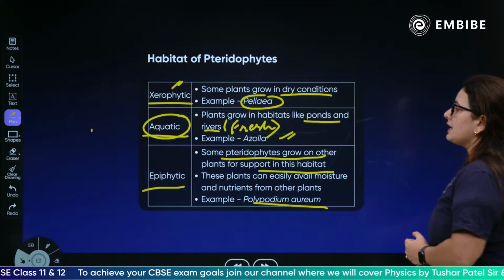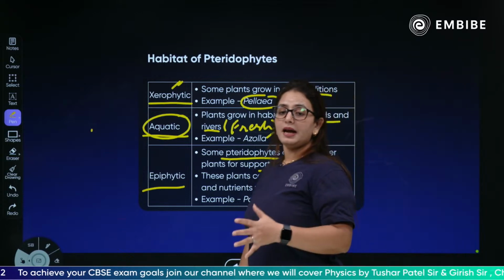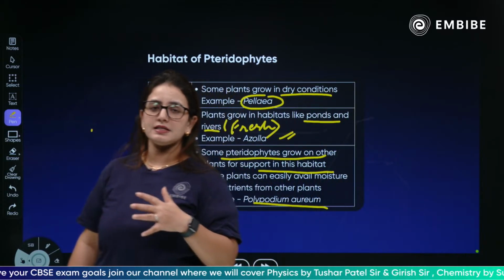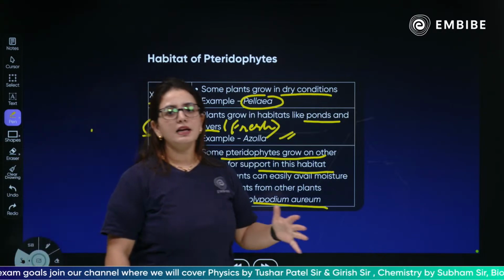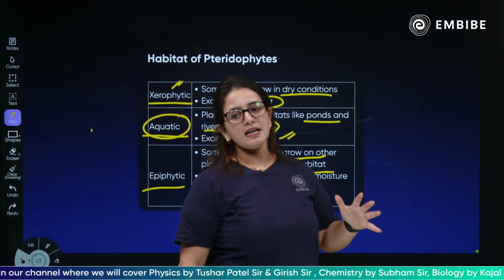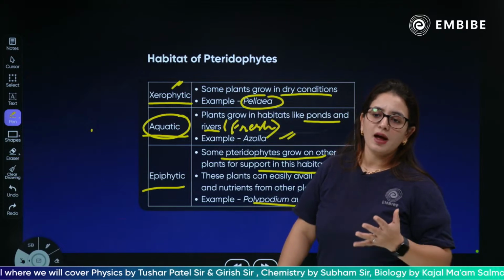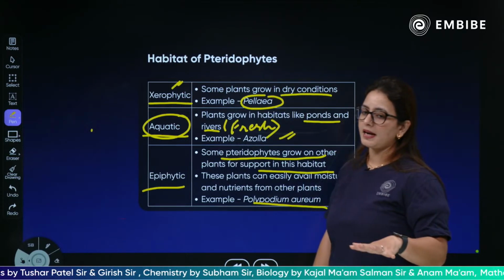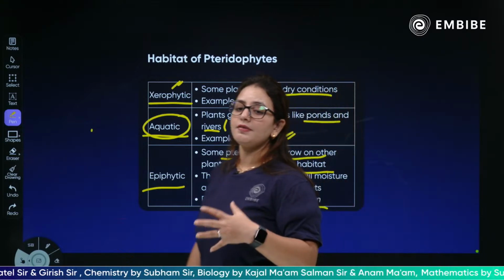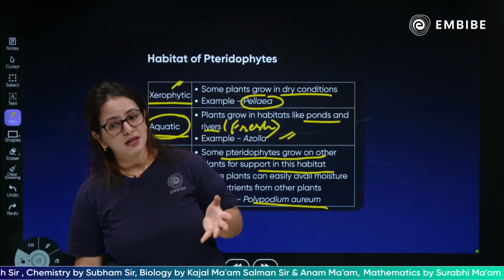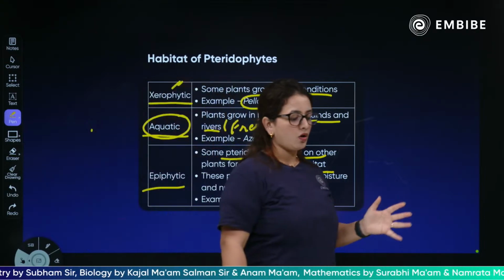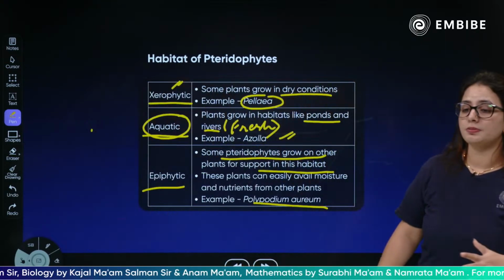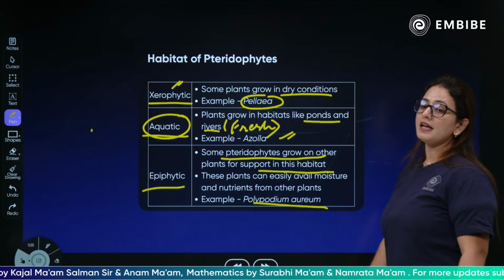So children, giving a brief introduction about the habitat of the pteridophytes: they could be xerophytic, aquatic, or epiphytic. Xerophytic live in dry conditions, aquatic live in water, especially fresh water, not marine water, and epiphytic live on another plant's body. Clear? So this is the habitat of pteridophytes. You can find them at such places and the examples have already been given.